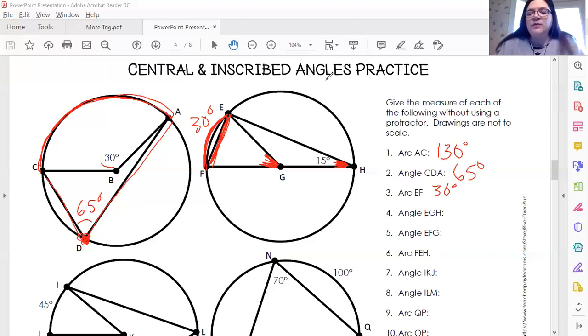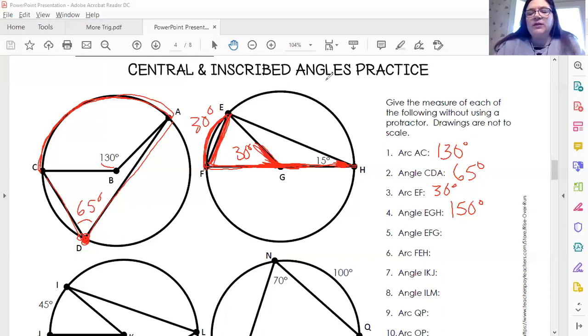Now it's asking us, what is the angle EGH? Well, I know EGF is the central angle. It's going to be the same as the arc. So EGF, this being the diameter, is a straight line. So these two angles are in fact supplementary angles. They add up to 180, and that angle then is going to be 150.